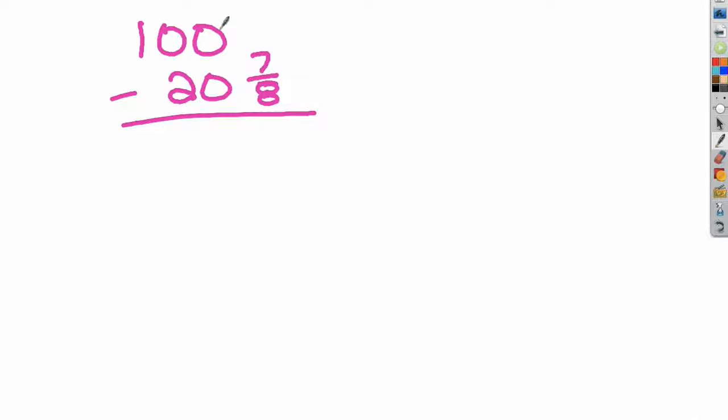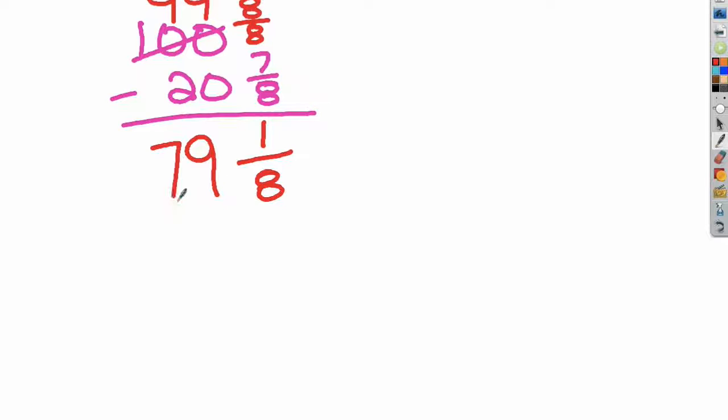Okay, I'm going to have to borrow 1 from 100. I want to do a different color. When I borrow 1, it makes it 99, and then what do I put above the 7/8? Connor? 8/8, because I just borrowed 1 whole. 8 minus 7 is? Bring down your 8. 9 minus 0 is? 9 minus 2? 79 and 1/8.